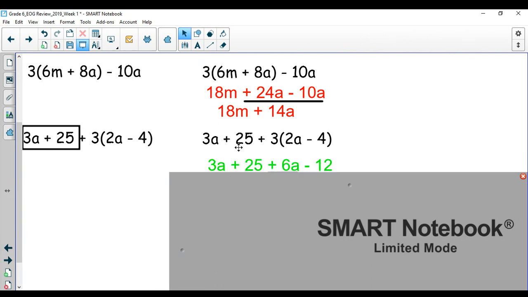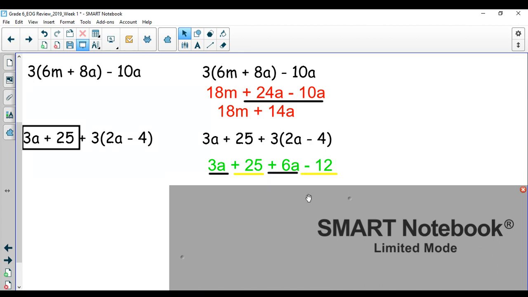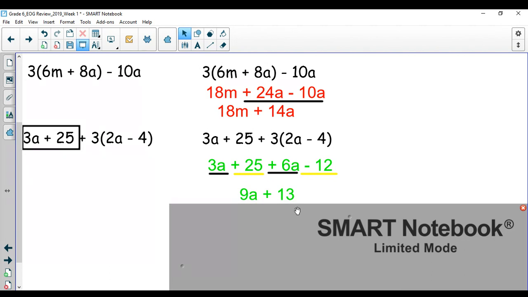The 3a gets dropped down, the 25 gets dropped down, and then it's 3 times 2a is 6a, 3 times minus 4 is minus 12, and notice the sign stayed the same. Then I code them. I have a's, 3a and 6a, and I have constants, 25 minus 12. 3a plus 6a is 9a, 25 minus 12 is 13.